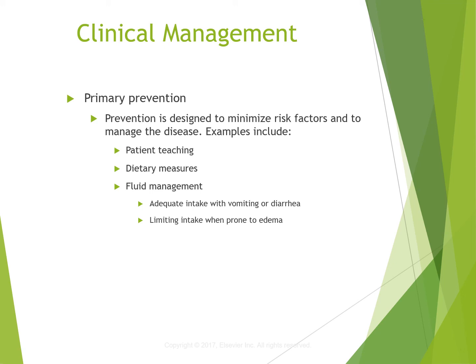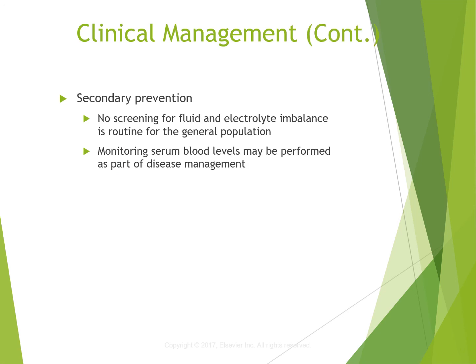Primary prevention to minimize risk factors is patient teaching about fluids and electrolytes, and dietary measures regarding these changes that they may need to make. Fluid management is adequate intake, especially with vomiting or diarrhea, and limiting intake when you're prone to edema, and probably limiting your salt as well. Secondary prevention: there's really no screening for fluid and electrolyte imbalance, but they would sometimes draw your blood and check as part of a disease or an illness.